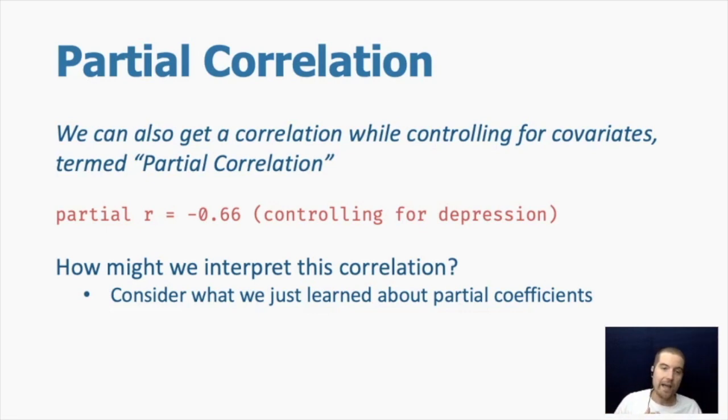With that in mind, how might you interpret a partial correlation? So if you consider what we just learned about partial coefficients, this is the correlation between the two variables, income and awkwardness, when we controlled for depression. In other words, when everyone is equal on depression, what's the relationship between income and awkwardness? And here it's negative 0.66.